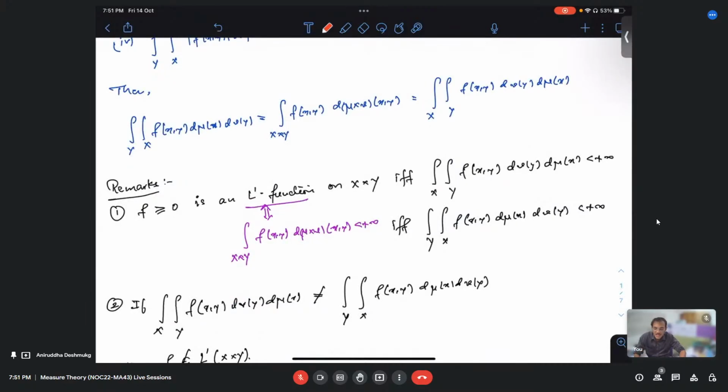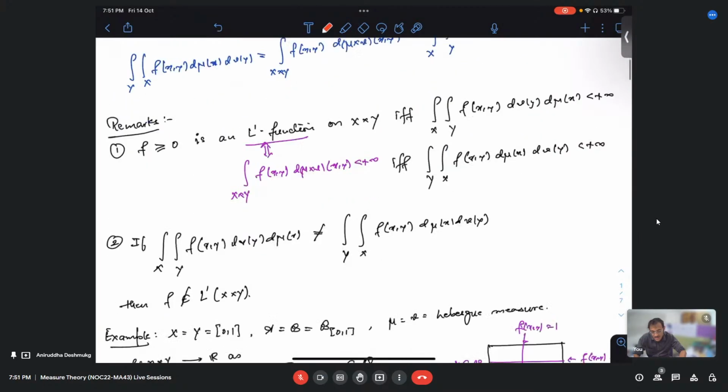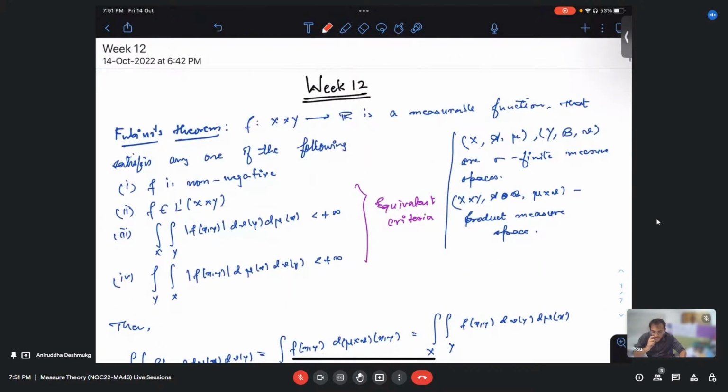Before ending this session, I would just like to mention a few things: Fubini's theorem is applicable in very few cases. First of all, we require the two measure spaces to be sigma finite. That itself is a very big thing to ask for. In fact, there are a lot of examples of measure spaces which are not sigma finite. For instance, one of the simplest examples is the counting measure on R, which is not a sigma finite measure. So there we cannot use Fubini's theorem.